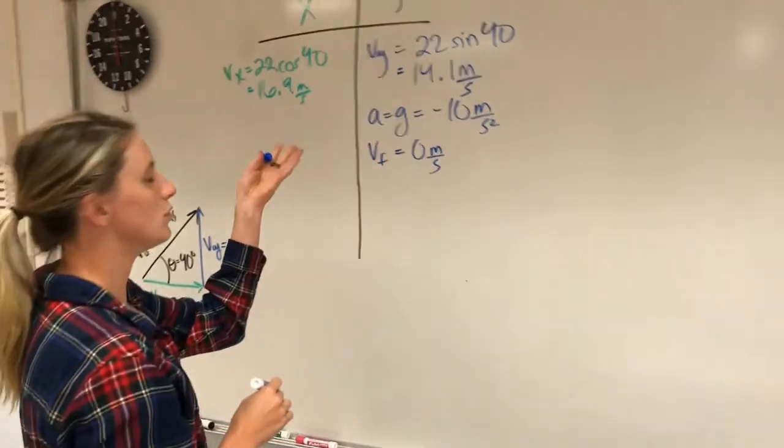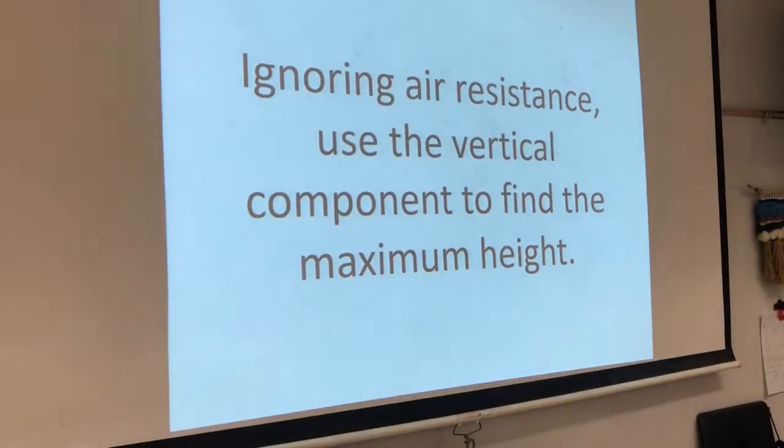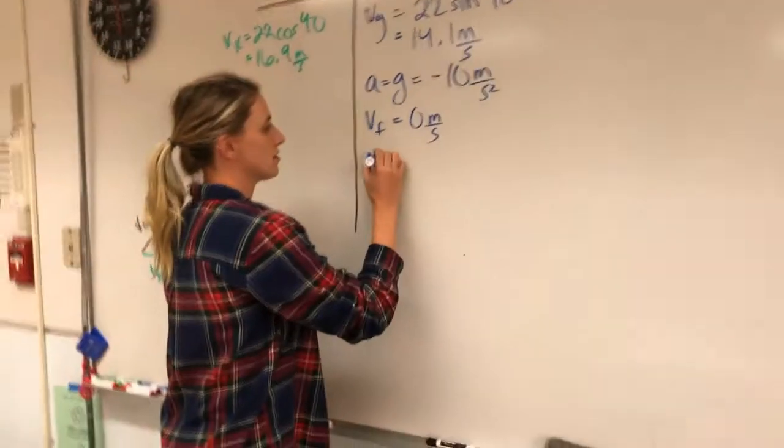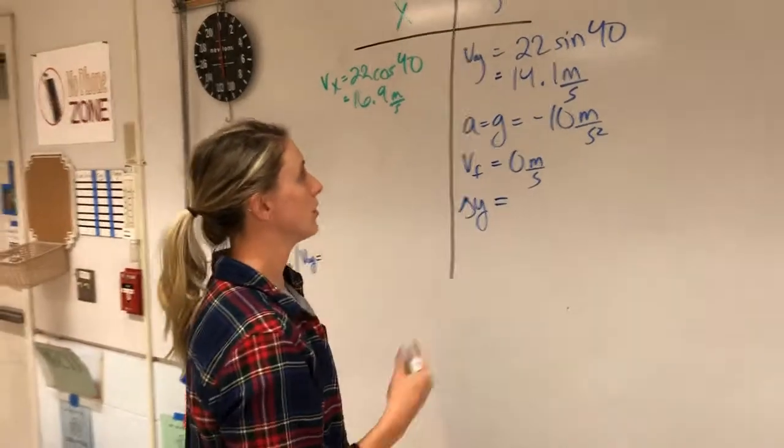We have three beautiful variables. What are we trying to find here? Our maximum height. Yeah. So instead of delta x, it's delta y because it's just the displacement in the y direction. Well, let's do this.